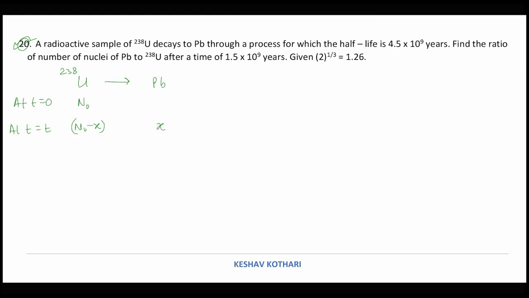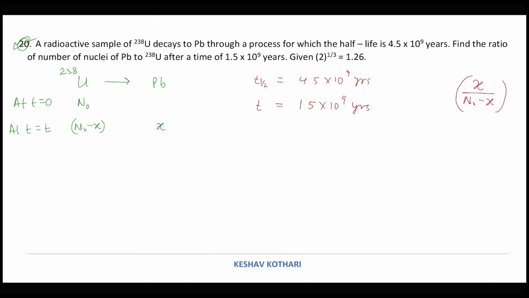So over here the question is stating that the half-life for this reaction is equal to 4.5 × 10^9 years. And the question is asking us to calculate the ratio of the number of nuclei of lead to the number of uranium-238, that is N0 minus X. So the question is asking us this ratio after a time of 1.5 × 10^9 years.